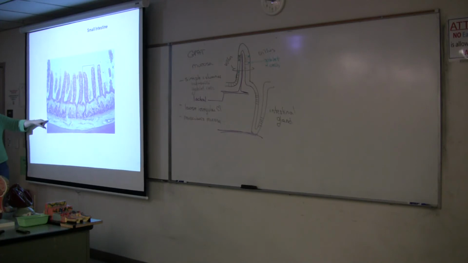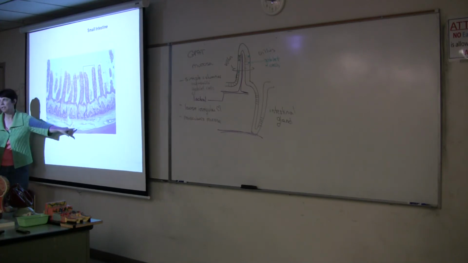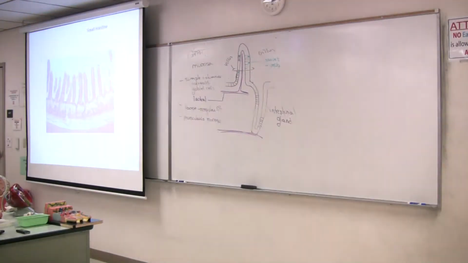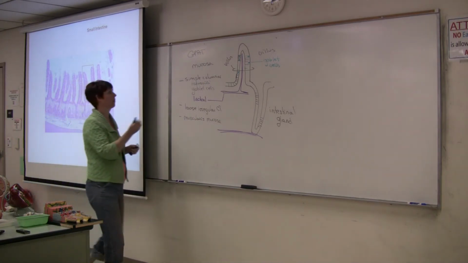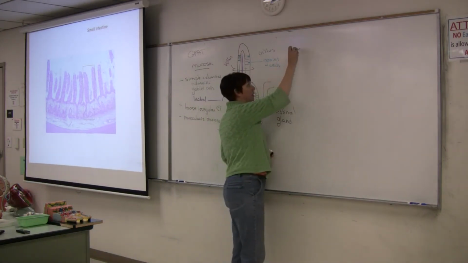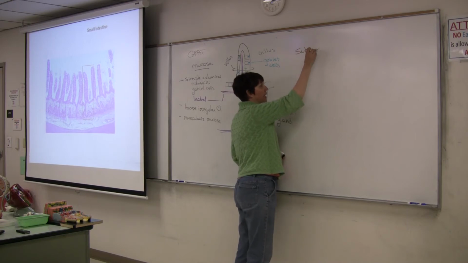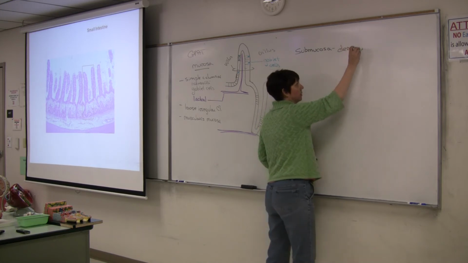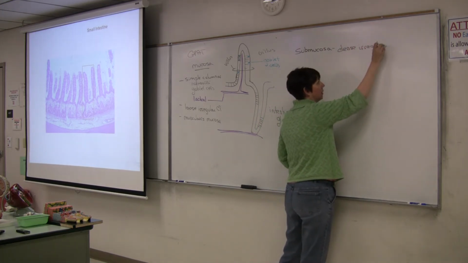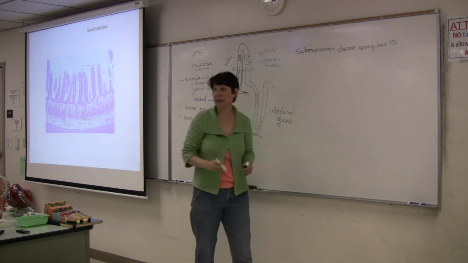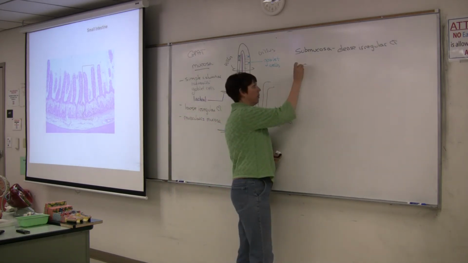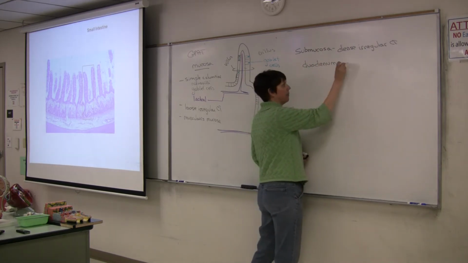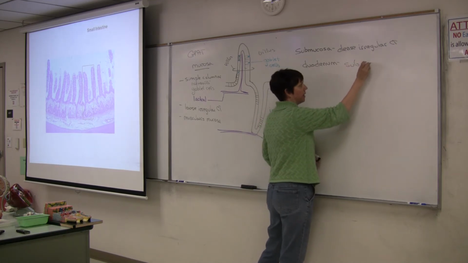Okay. This next layer is the submucosa. So the submucosa is standard dense irregular connective tissue. But in two locations we have specialties. In the duodenum, we once again see submucosal glands secreting mucus.